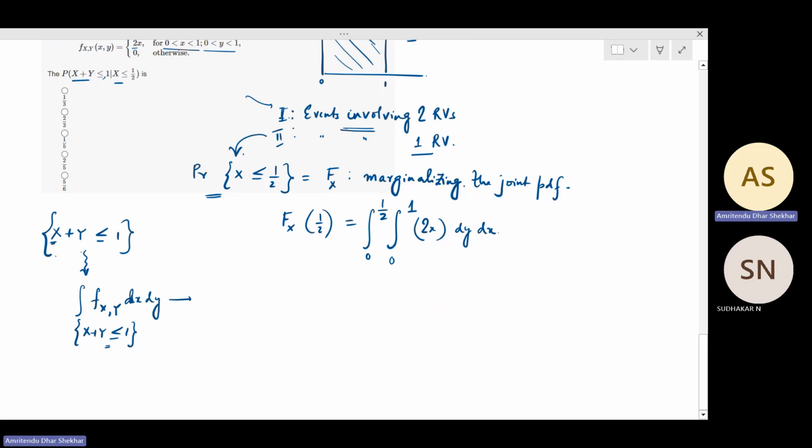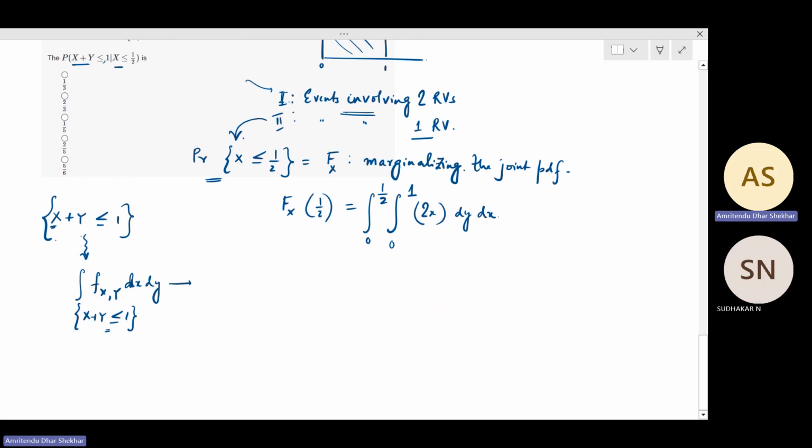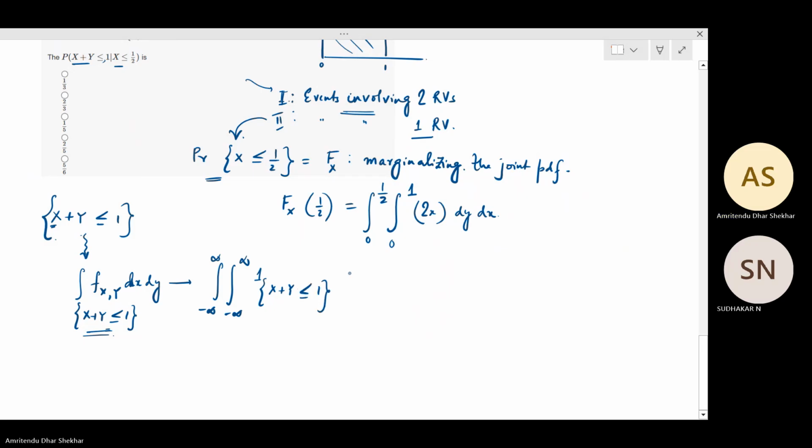Now, because of Fubini's theorem, you can integrate this iteratively. So this is like an iterated integral, minus infinity to infinity, again minus infinity to infinity. But you are not integrating over the whole set; you're integrating over just this event. So let's say you write it down in this way: the indicator of x plus y less than or equal to 1, dy dx.